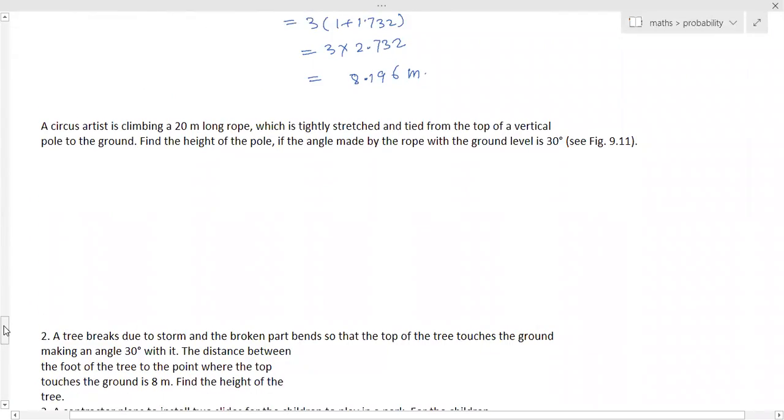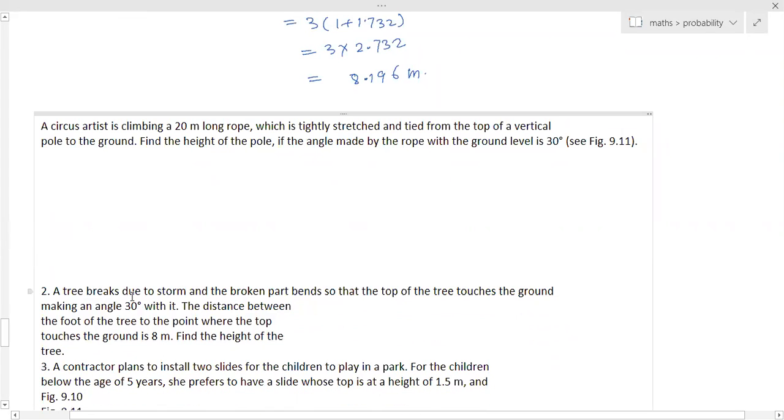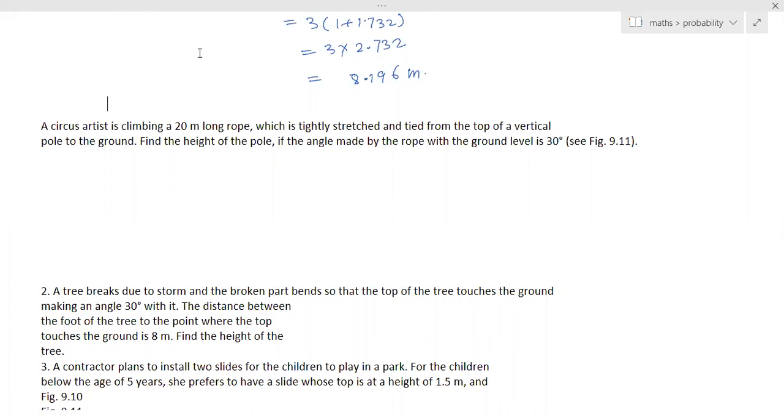NCERT questions. A circus artist is climbing a 20-meter rope which is tightly stretched and tied from the top of a vertical pole to the ground. Find the height of the pole if the angle made by the rope with the ground level is 30 degrees. So how to solve this one?